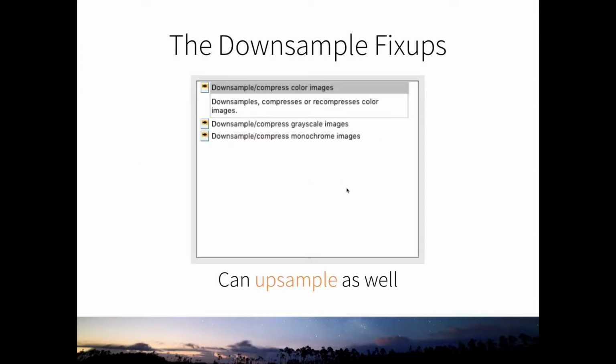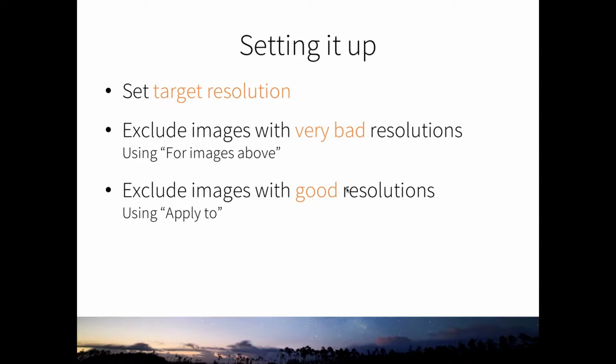Excluding the ones with bad resolutions is easy, because you can just use the "for images above X ppi" option within the fixup to do that. Excluding images with good resolutions, you have to do an extra step for that. You can use the apply to inside the fixup and add a check for resolution that says less than the resolutions you want to exclude.